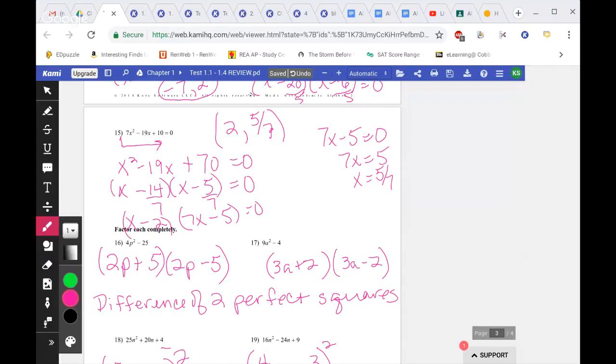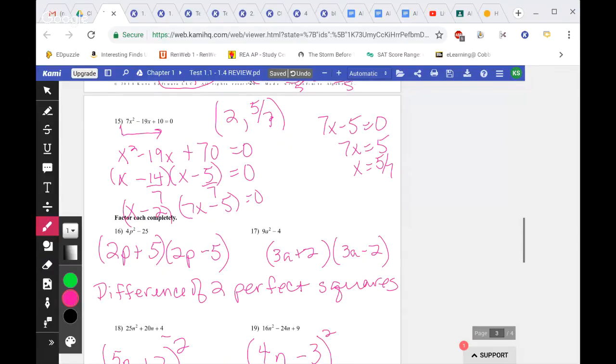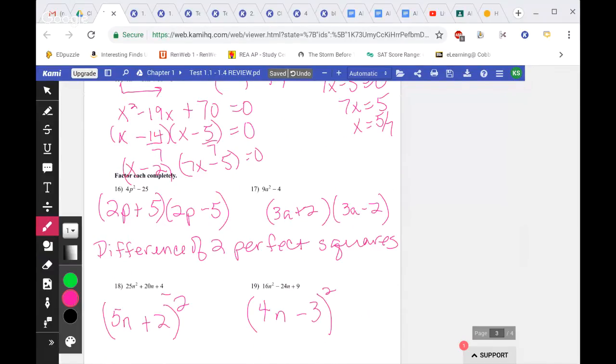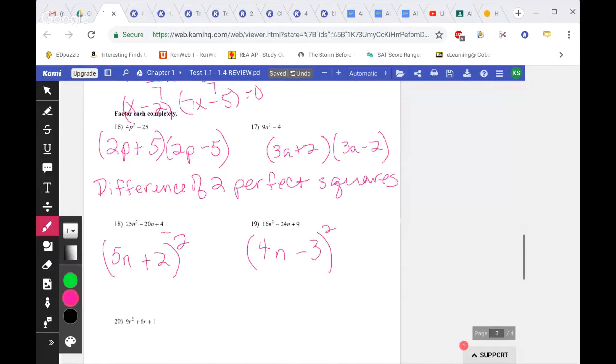This is a very important concept when we start working with something later on called conjugates. It is all based on the difference of two perfect squares. So it's very important. Okay, the remainder of the page, 18, 19, and 20, is perfect squares.